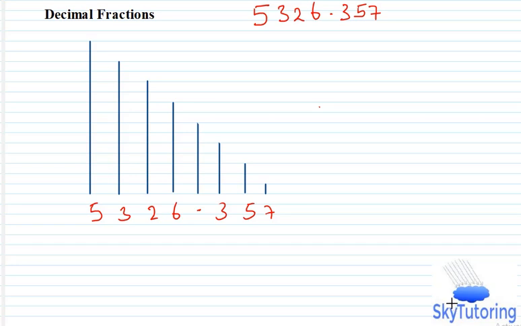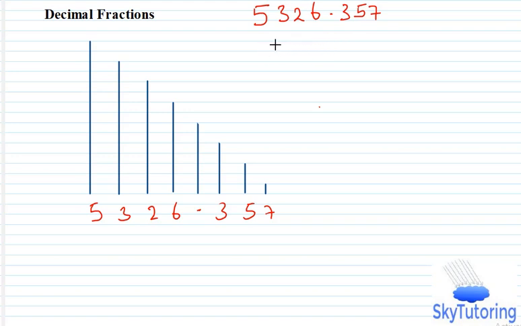In this video, we will be looking at the place value system in decimal fractions. Decimal fractions also have place values. We have an example of a decimal fraction, 5,326.357. This is a decimal.